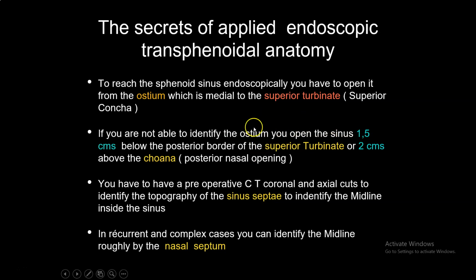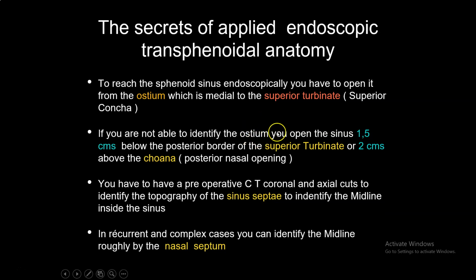Many neurosurgeons, when they work with ENT surgeons, want to localize how they can open the sphenoid sinus safely, even if you don't see the sphenoid ostium. If you don't see the ostium, you can go to the posterior border of the superior turbinate, and you go below it and you open, or 2 centimeters above the choana, the posterior nasal opening. So it reaches the same point. So if you want to identify the ostium and open from the ostium, this is the best way, to remove the anterior wall of the sphenoid.